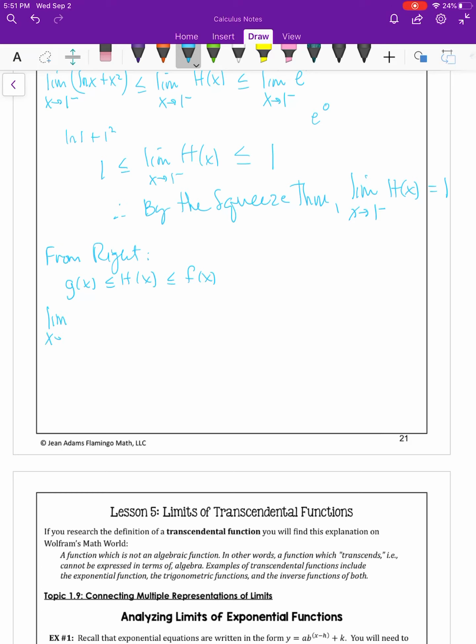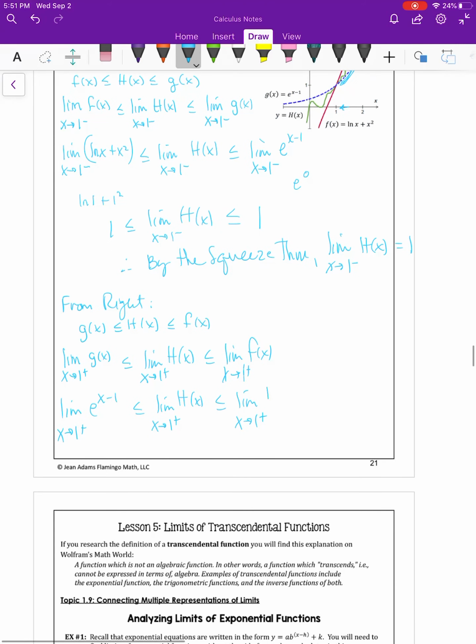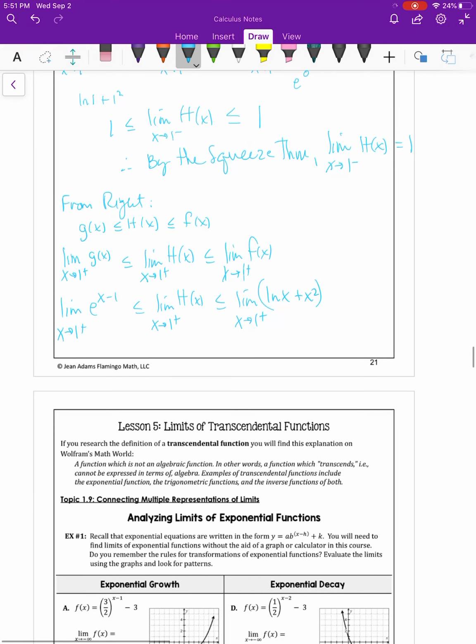And then let's look at coming in from the right. We want to look at the limit as x approaches 1 from the right of g of x, the limit as x approaches 1 from the right of h of x, and the limit as x approaches 1 from the right of f of x. So we've got the limit as x approaches 1 from the right. Our g of x, e to the x minus 1, is less than or equal to the limit as x approaches 1 from the right of h of x, which is less than or equal to the limit as x approaches 1 from the right of f of x, which is ln x plus x squared.